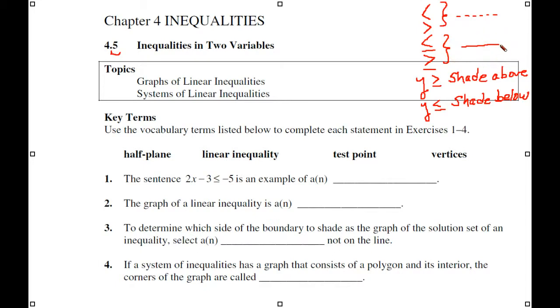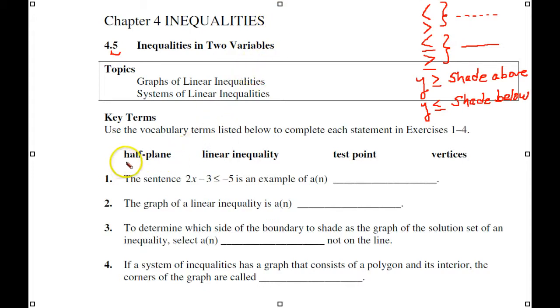And then in these inequalities, in addition to the line, you also have to shade the area where answers would be found. And the general rule is, if y is greater than or equal to, you shade above the line. If y is less than or equal to, you shade below the line. And we'll see this as we go on.